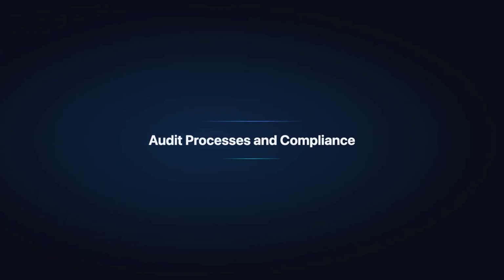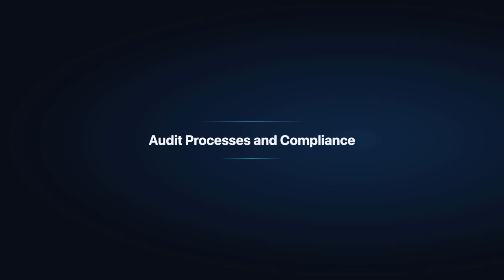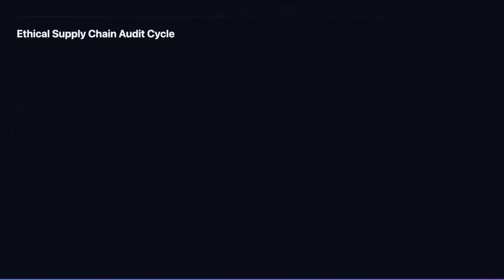Now let us examine how audit processes and compliance frameworks keep our supply chains aligned with ethical standards. A continuous audit cycle ensures we identify, address, and prevent ethical violations across our supply chain. We begin by mapping our supply chain and identifying suppliers and regions with the highest ethical risk profiles. Targeted audit plans ensure we focus resources on the areas where ethical risks are most likely to materialize.